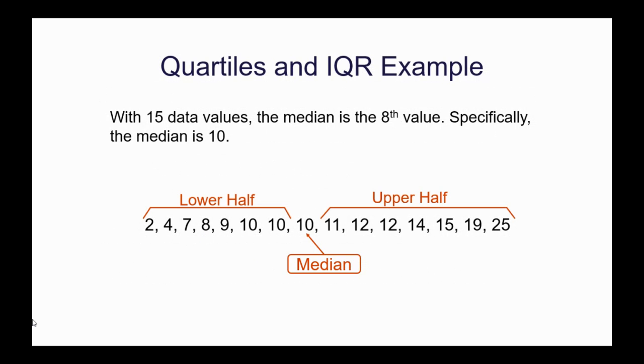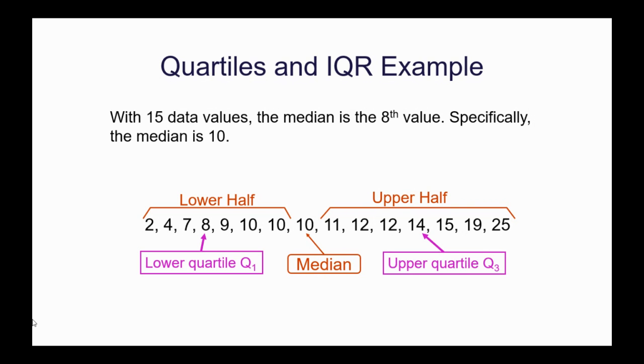Okay, so if we find the lower quartile, I kind of just gave that to y'all, but what's the median of the lower half? 8. What's the median of the upper half? 14. So now to get the IQR, the interquartile range, we have to subtract the lower quartile, 8, from the upper quartile, 14. And that gives you 6. So your interquartile range is 6.